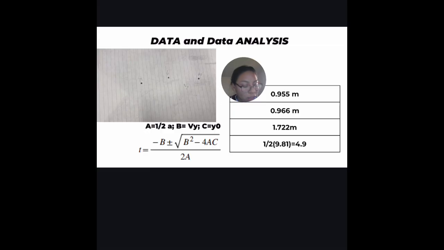We used the quadratic equation where A equals half of a, so it was half of 9.8 because that's gravity. Our B was our Vy, which is 0, and then our C was our y0, which is the distance from the ground or from the floor to our cannon. And then this is just a table that shows our different heights, so the 0.95, 0.96, and 1.77 as we move the cannon up. And that just shows the 9.81 times the 1/2 equals the 4.9.